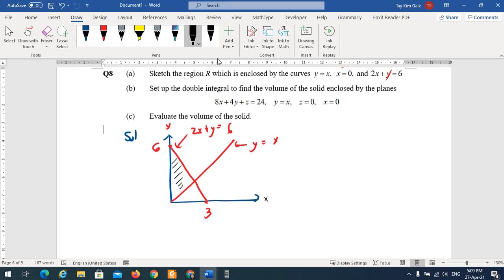This one is actually in 3D: x, y, z. To sketch it, first let x and y be 0. So z is actually 24. Similarly, let x and z be 0, so 4y is 24, so y is 6.